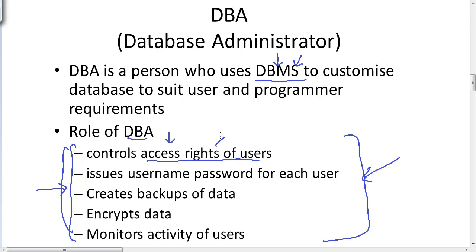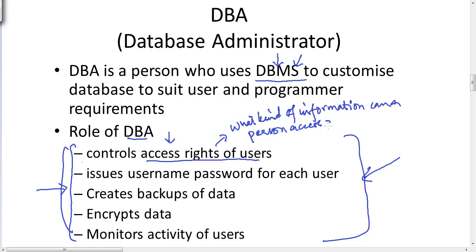This basically means what kind of information can a person access. In a hospital environment, somebody working in the accounts department will only be able to see information related to accounts. He'll not be able to see the patient's medical reports or the diagnosis that's taking place. He'll only be able to view information that is related to him. So what kind of access rights have been given to a certain user?